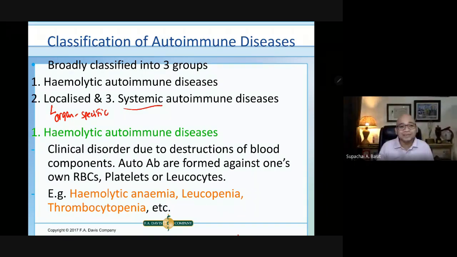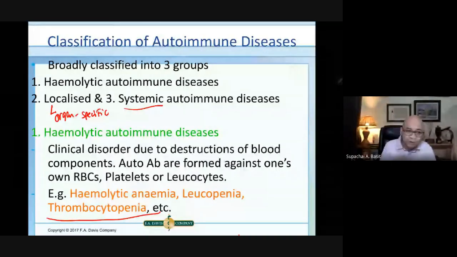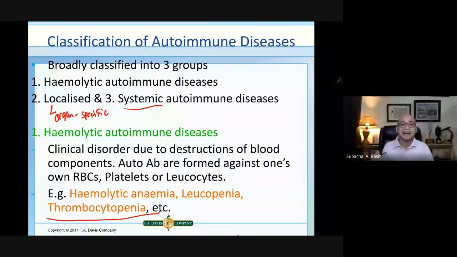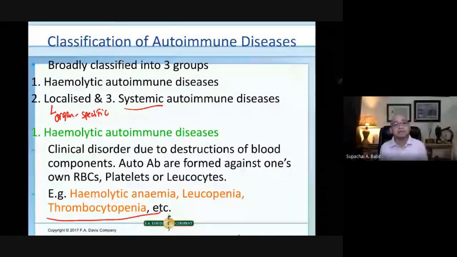The hemolytic autoimmune disease is actually a clinical disorder due to the destruction of blood components, usually when we develop autoantibodies against one's own RBC. For example, there are some people who develop autoimmune thrombocytopenia. If you have autoimmune thrombocytopenia, your platelets become very low as a result of antibodies against your own platelets. And these antibodies were produced by your own body. That's what you call the hemolytic autoimmune disease.